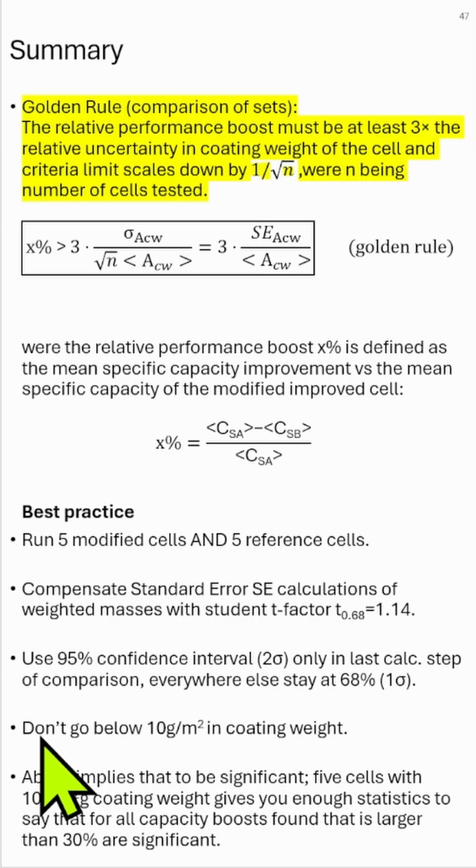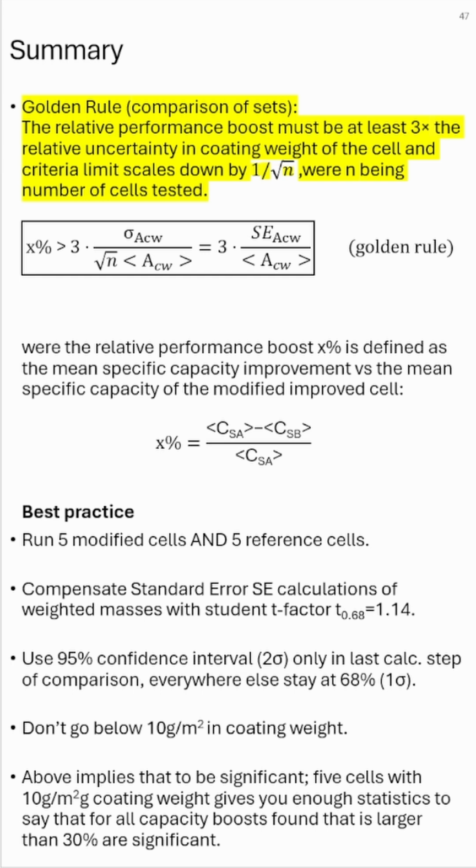And the 4th best practice is don't go below 10 grams per square meter in coating weight. Try to stay on 10 grams. That is a good number. If you fulfill all this above, then that implies that if your measurement shall be significant, then with 5 cells in your sets and 10 grams per square meter in coating weight, that gives you enough statistics to say that all capacity boosts found that are larger than 30% are significant.